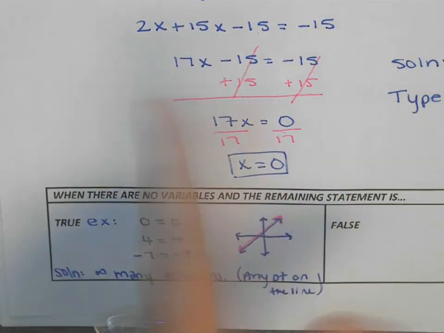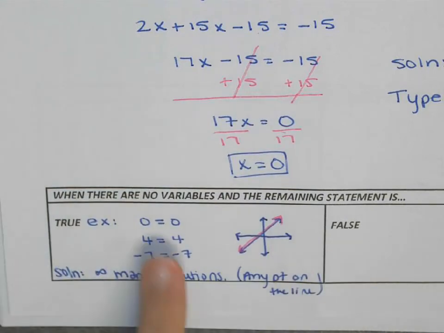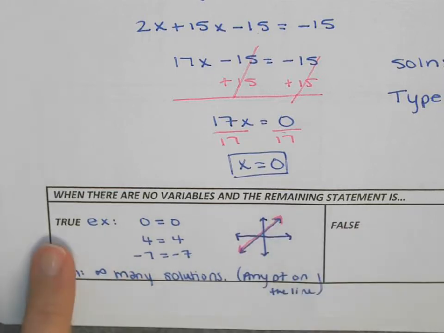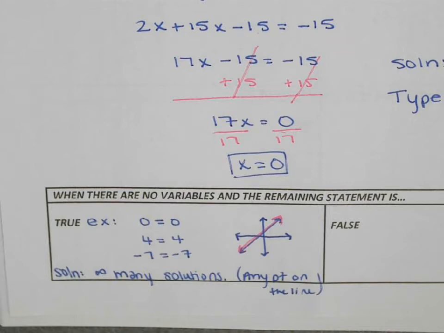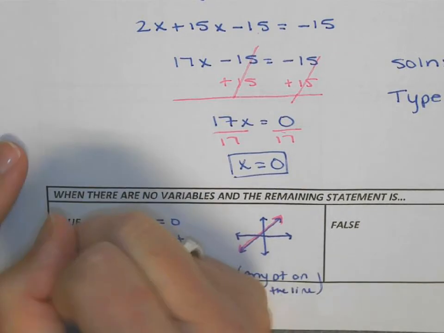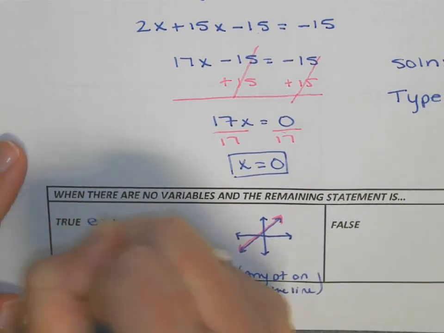And you'll see that when you're going to do substitution because you'll end up with a true statement. The variable disappears. You can't find x if it disappears, and you'll get a true statement. Okay? So when there are no variables and the remaining statement is true, it looks like this, meaning it has to be the same line. What type is that? That's a dependent system.